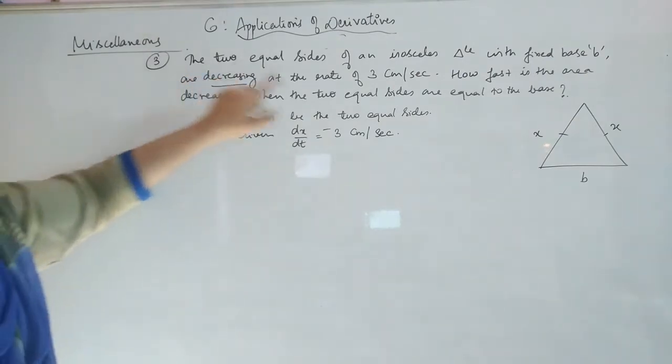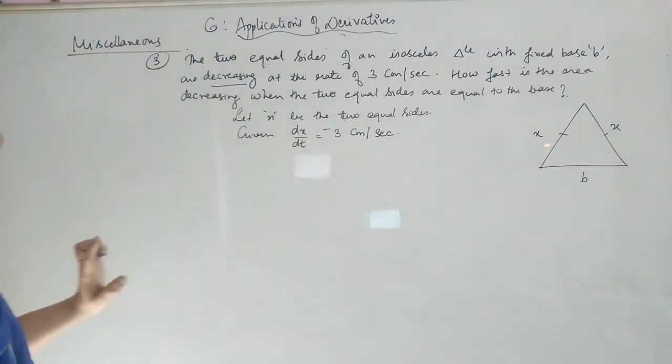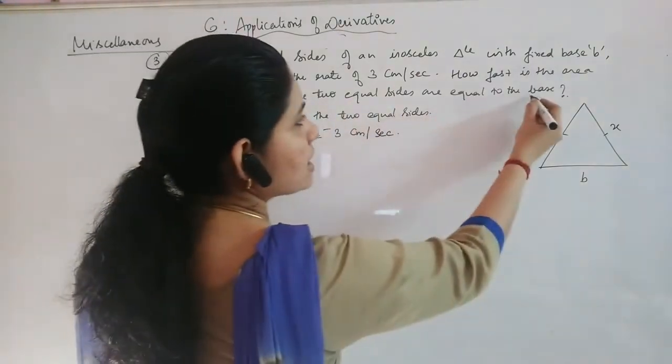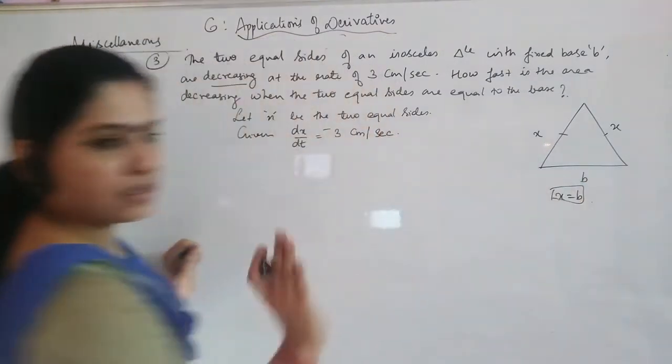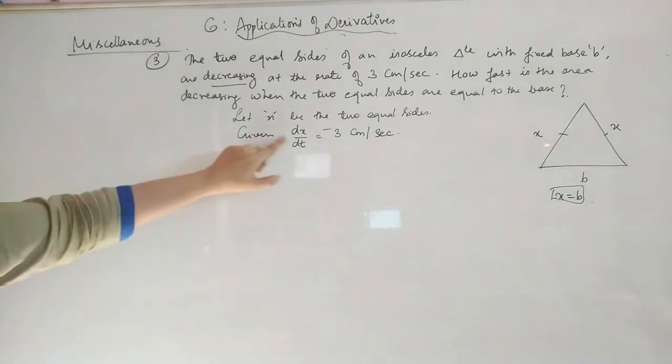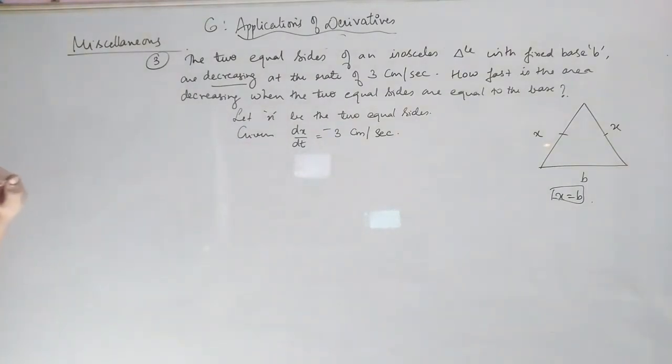And that is happening when the two equal sides are equal. What do you mean by that? When the two equal sides are equal to the base, you have to get x equal to b. Understood? This is the meaning. Now dx by dt is given. We will start with what A is.